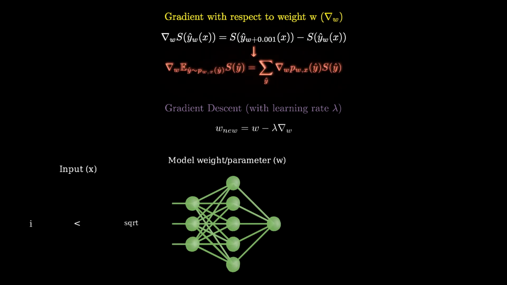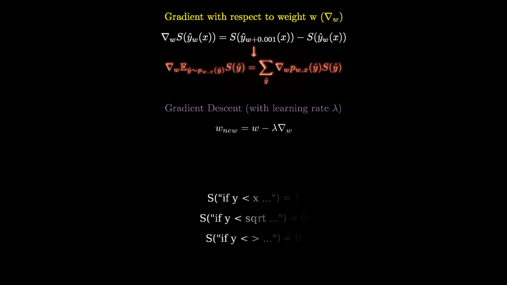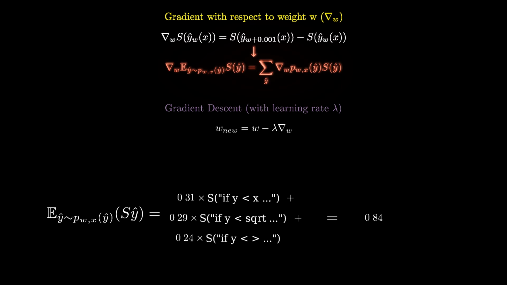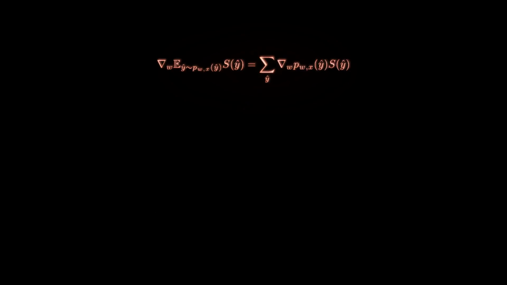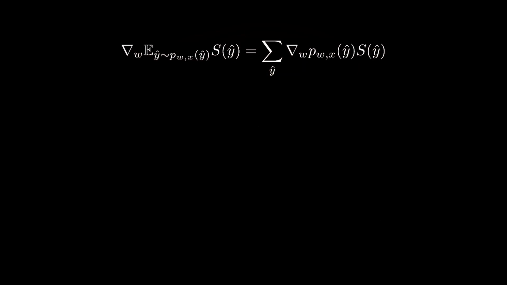But here's the neat part. The expected score is differentiable, even if the score function isn't. You can vary the probabilities smoothly, and the expectation will vary smoothly in turn. So now we have a differentiable training objective, and all we need to do is compute its gradient. This gradient is equal to the sum over outputs of the score of that output times the gradient of the probability of that output.